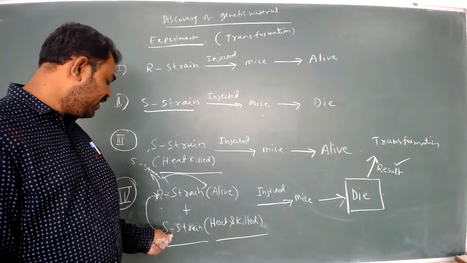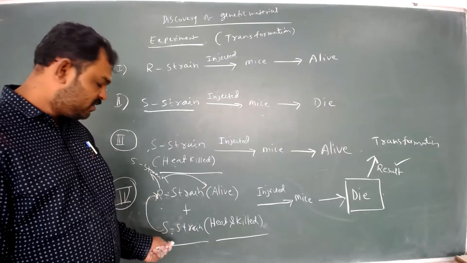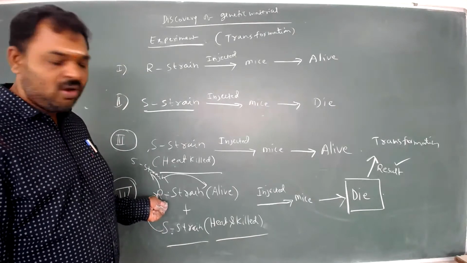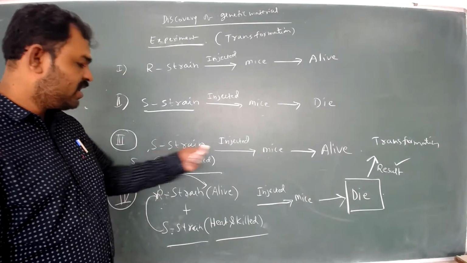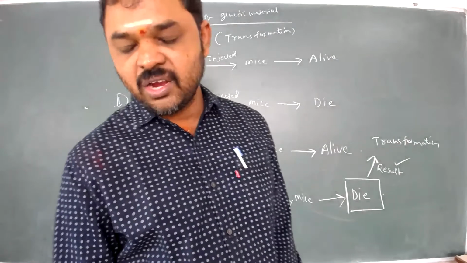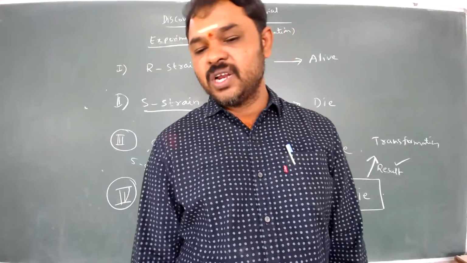But here, with R strain and S strain together, the S strain DNA enters the R strain. Therefore, what happens here? The R strain is modified into the S strain. Then it caused pneumonia. The mice died. According to this result only, transformation was proposed.